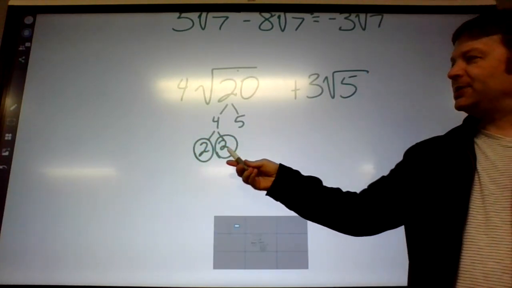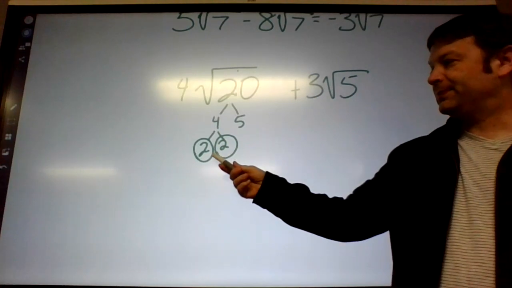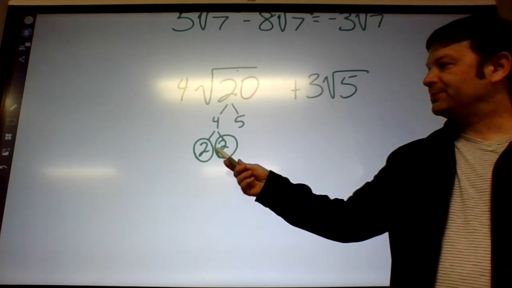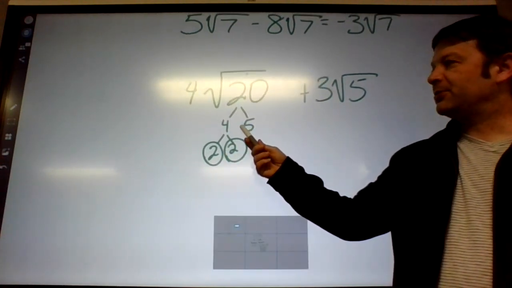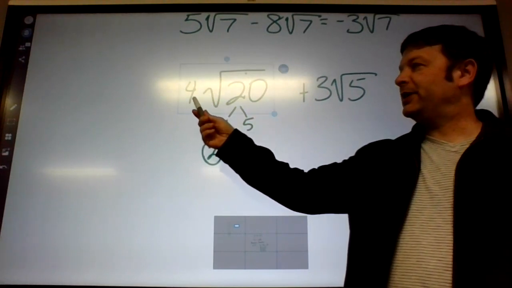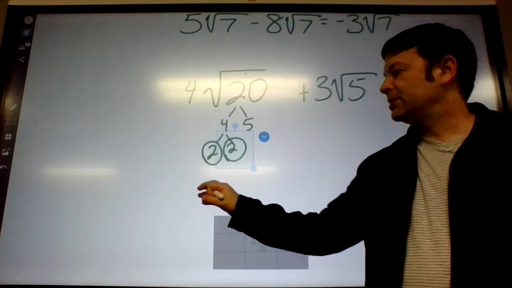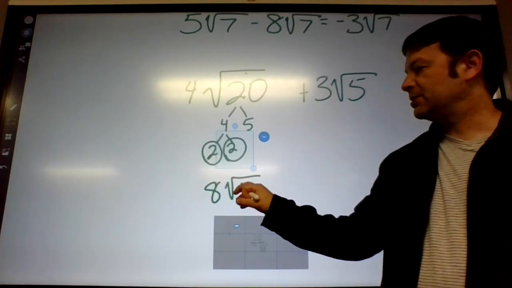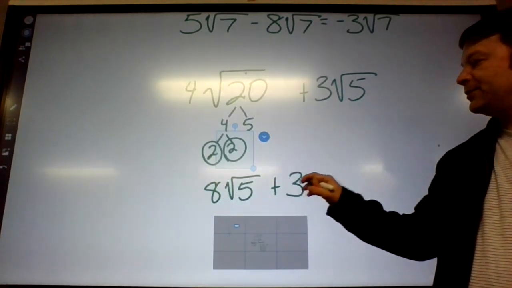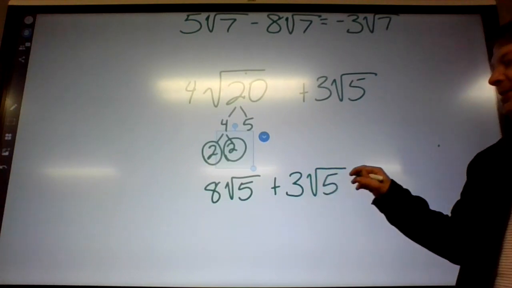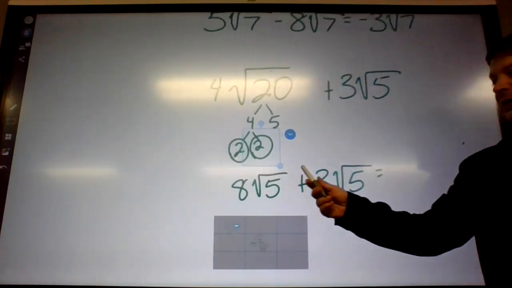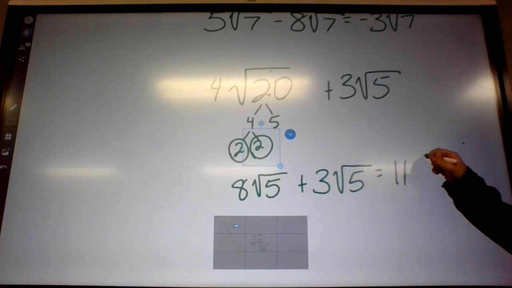You guys remember how we did this the other day? What comes out? 2. What stays in? 5. Square root of 5. So what about the 4 that's already out there? Times 2. So it's 4 times 2, equals 8 square root of 5. So after you simplify, sometimes they are the same kind, and you can add them together. What if it's like a 5 and a 7?